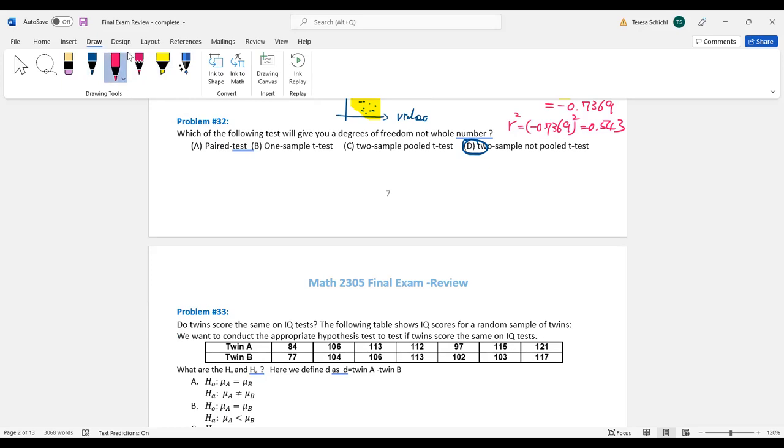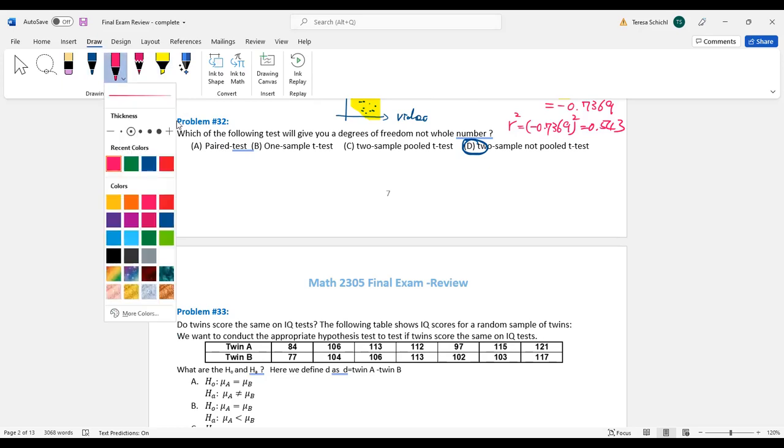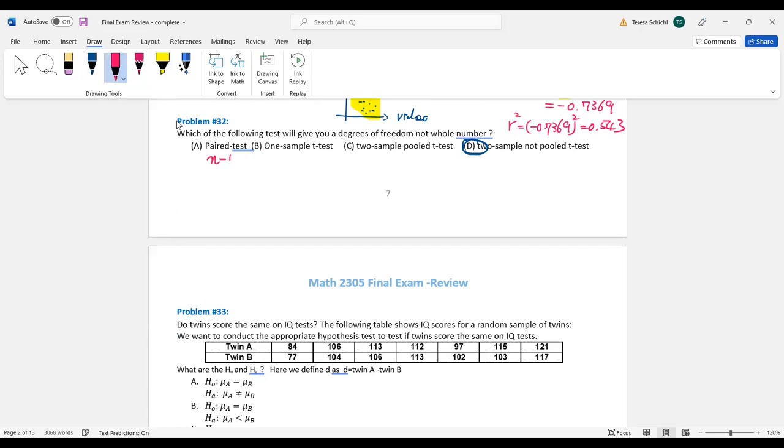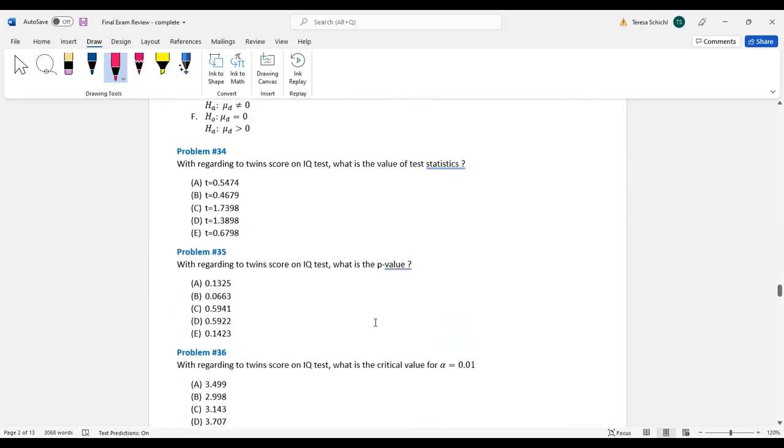See here, paired t-test: the degrees of freedom is n minus 1. One sample t-test is n minus 1. Two sample pooled t-test, the degrees of freedom is n1 plus n2 minus 2. So two sample, not pooled. Remember we said that's why we need technology to help us define it. All right.